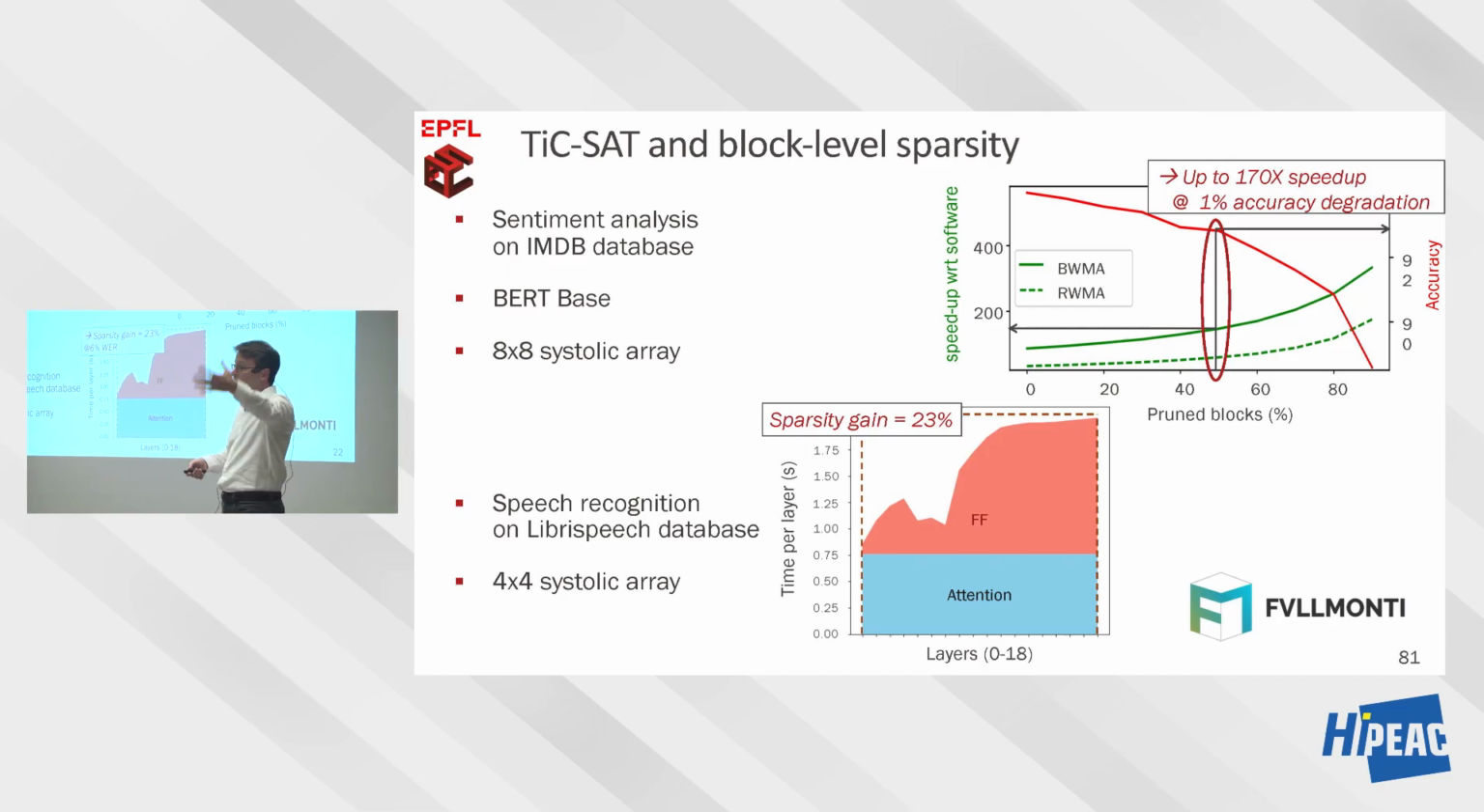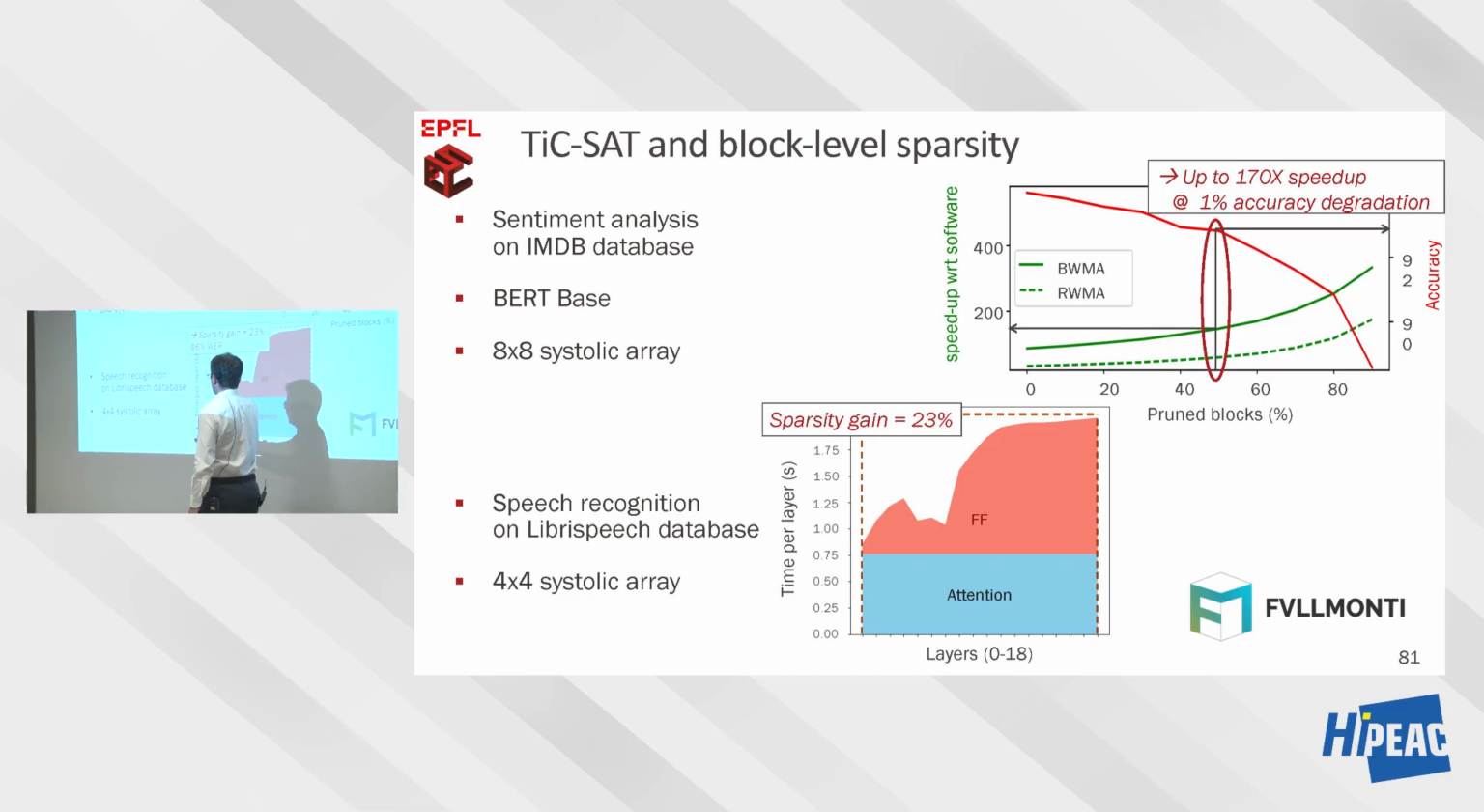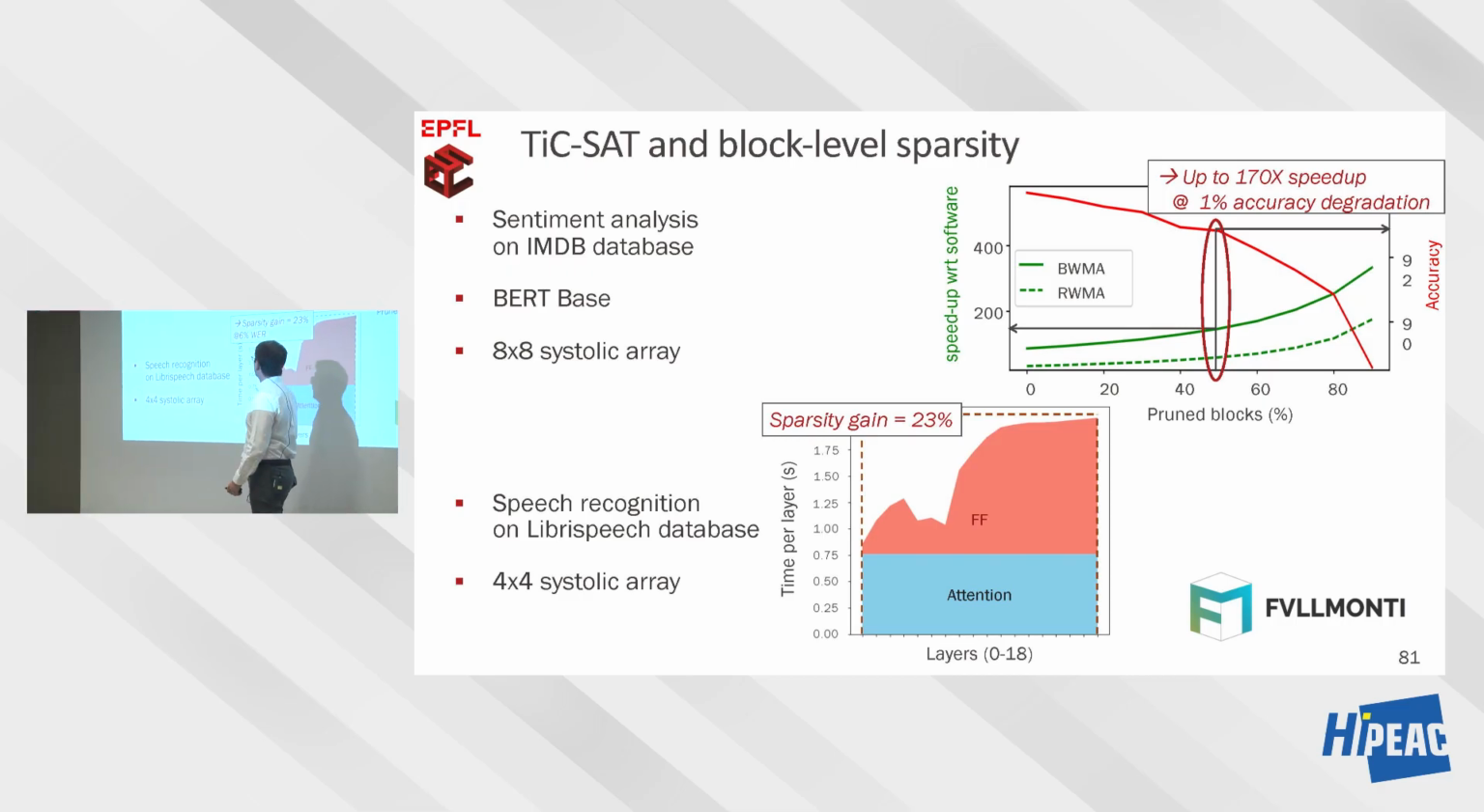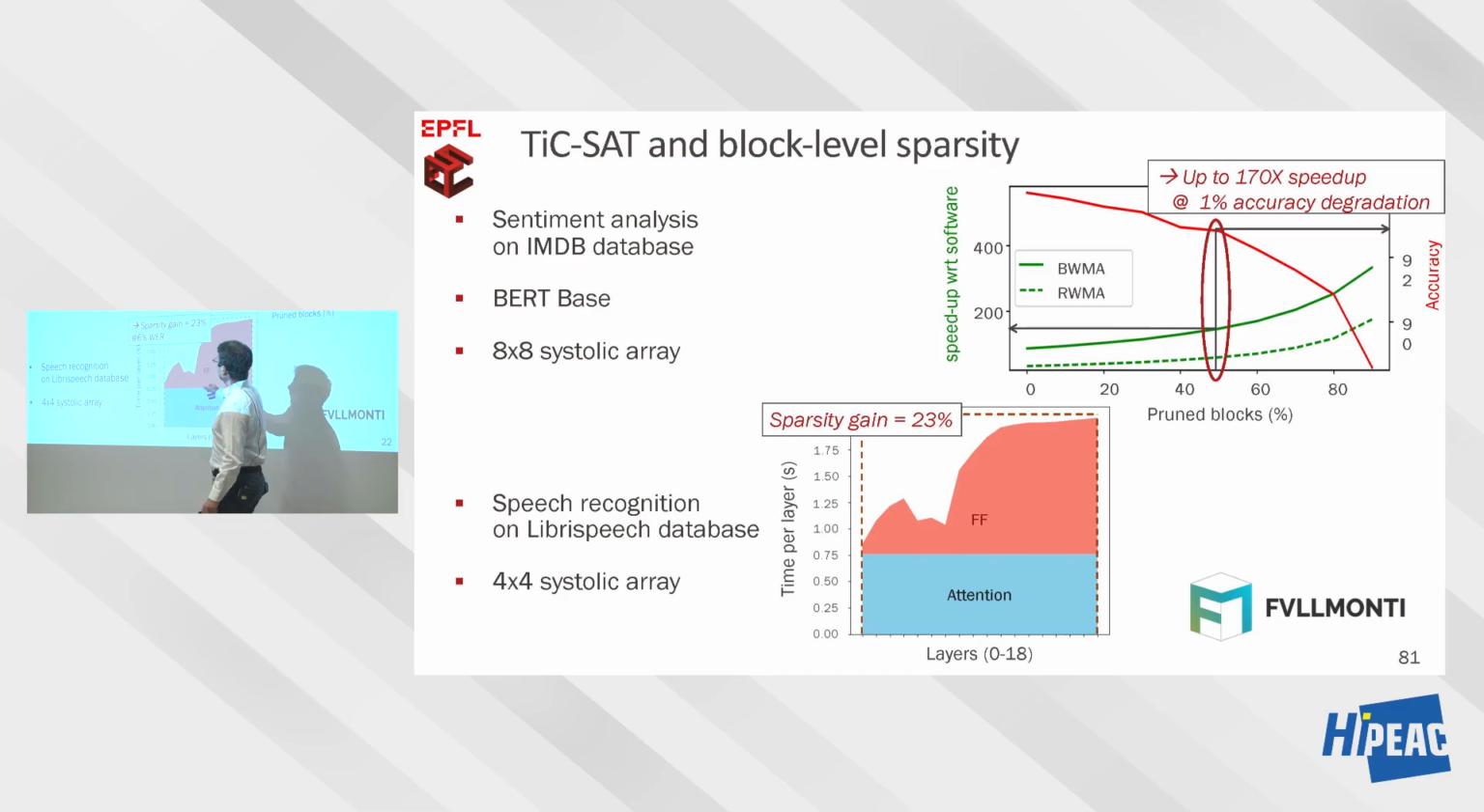And this compounds atop all the other speed-up strategies which you've seen. So we can go from 90x to 170x while sacrificing 1% of accuracy. And this is with respect to the naive software implementation. As for a more complicated task, speech recognition based on the LibriSpeech database, we still have quite a lot of gains due to block-level sparsity.